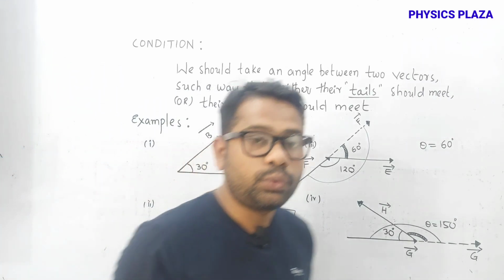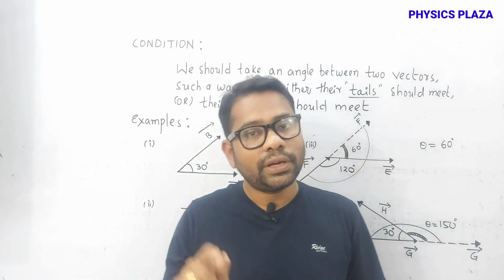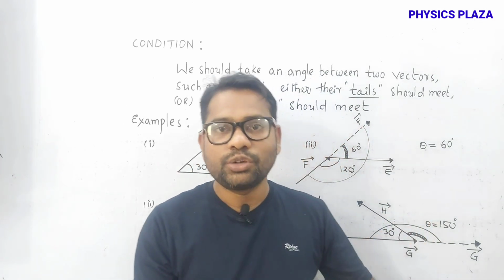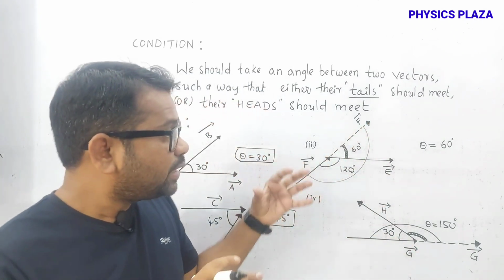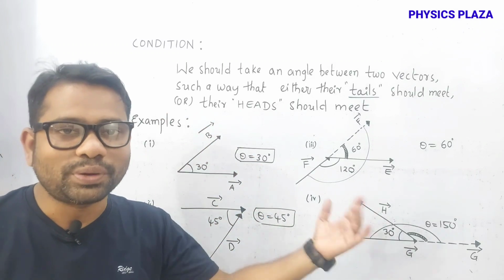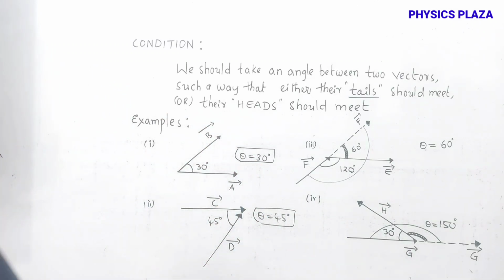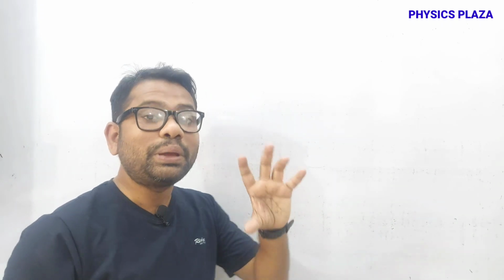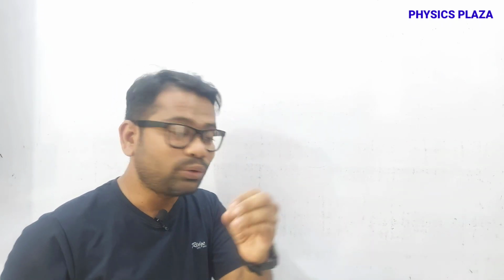Children, once again I am telling you, in order to take the angle between any two vectors, either their tails should meet or their heads should meet. Just copy this, and we will discuss some important points under this angle between two vectors. Okay, just copy it. Now we will see some special cases, I mean some important points regarding the angle between two vectors.